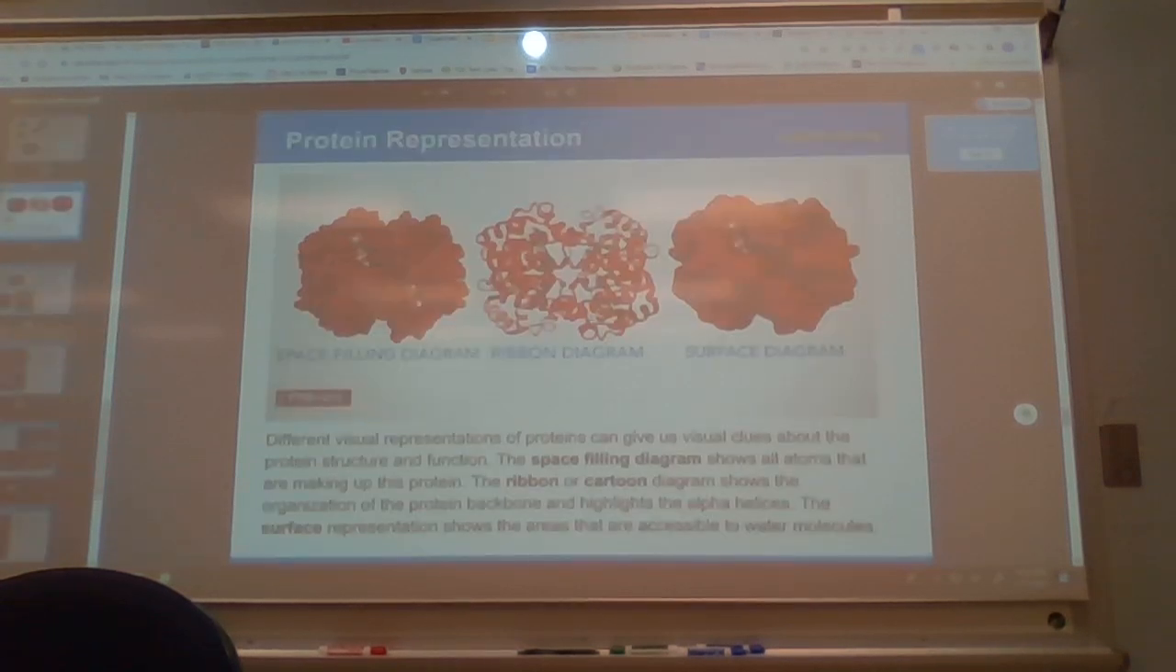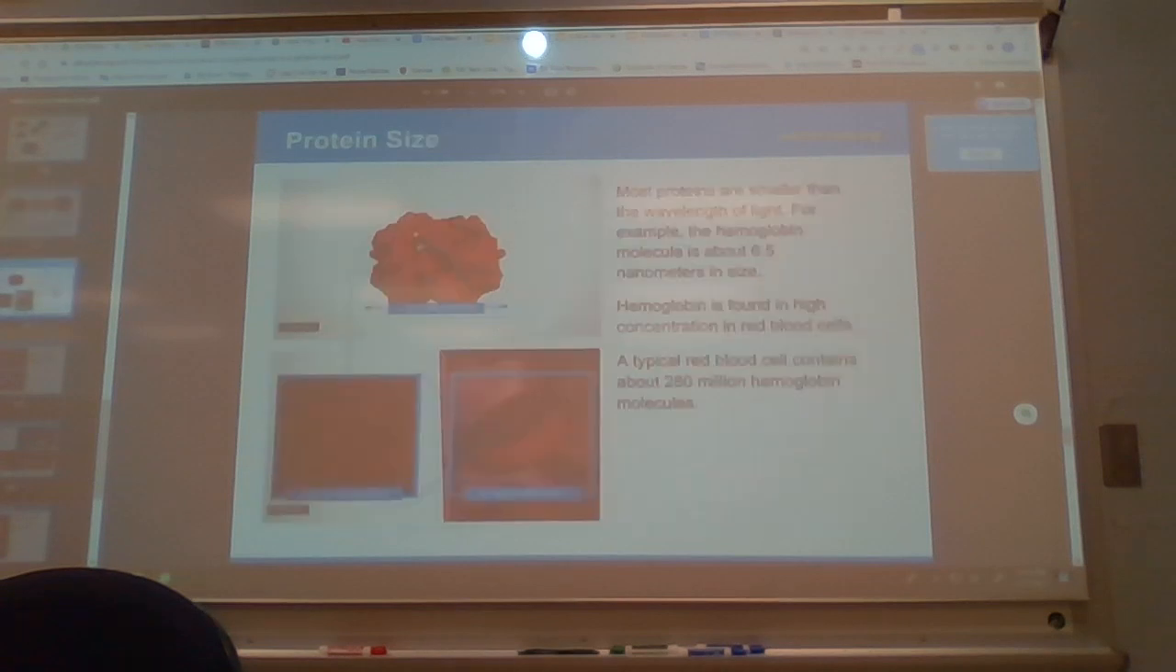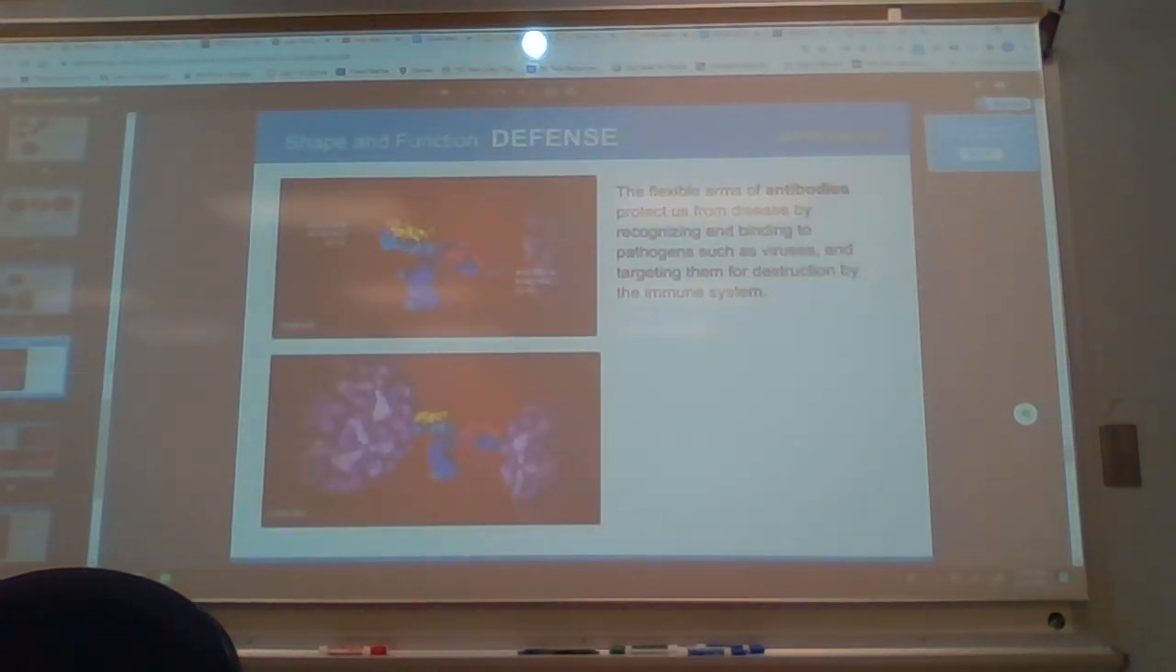This is just a couple different ways that we represent proteins. So you don't have to write anything in your notes about that. Tell you a little bit about the size of proteins. So some proteins are really, really small because they have to fit inside of your blood cell. Some proteins are really, really big. And their shape determines their function.